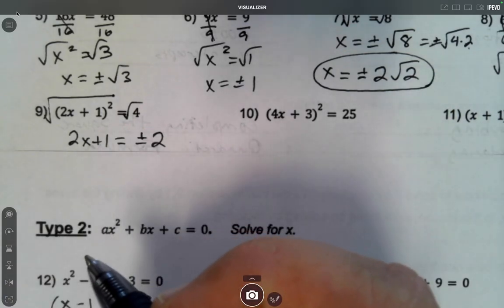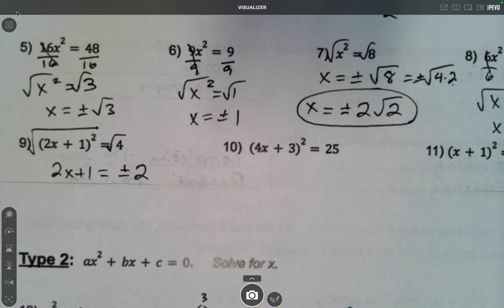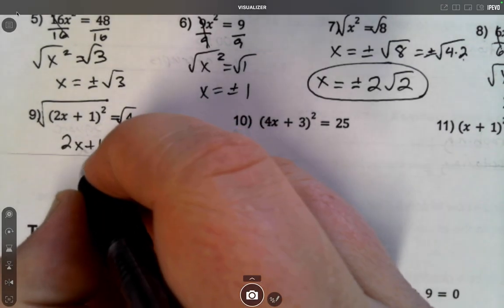We do need to get x by itself though. So while on 5 and 6 and 8 we had to do some steps before the square root, in 9, 10, and 11 we'll have to do some steps after the square root. So I'll subtract 1 from both sides.